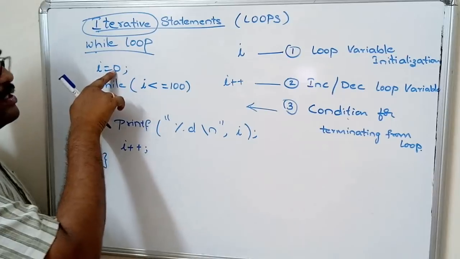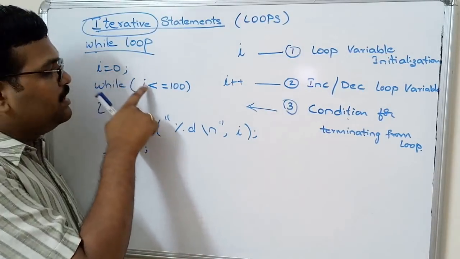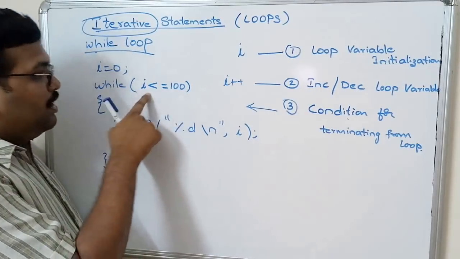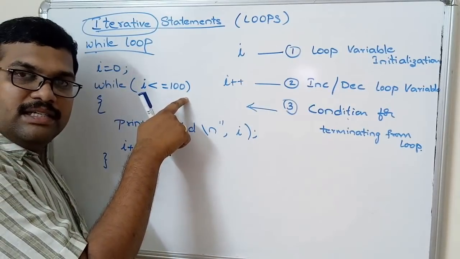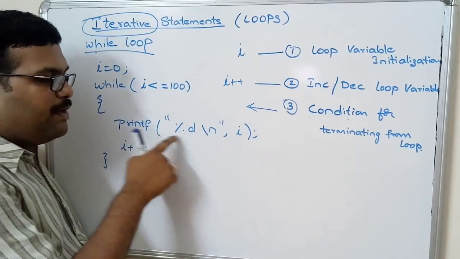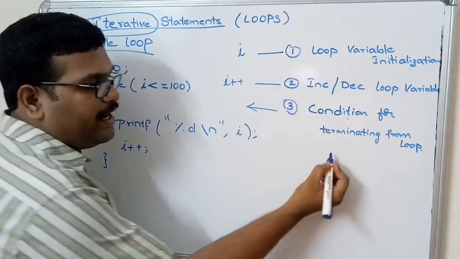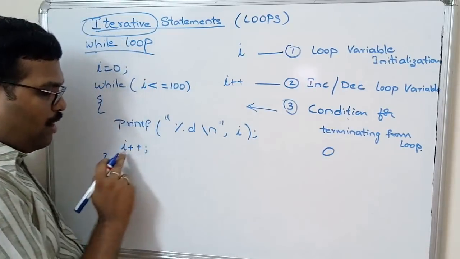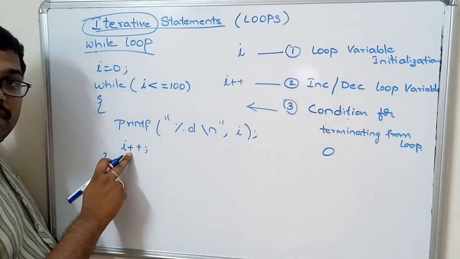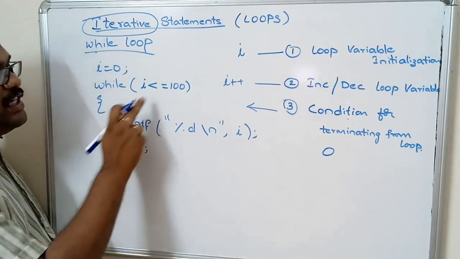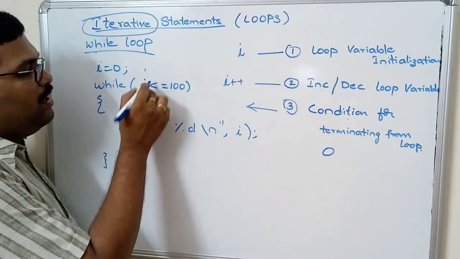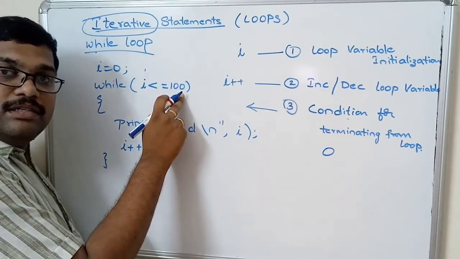Now first I is equal to 0, check the condition: 0 less than or equal to 100 is true. So the control will enter into the loop, the printf statement prints the I value as 0. Now I plus plus, so I becomes 1, and whenever the control reaches the closing brace, it will check the condition. Here the I value is now 1, so 1 less than or equal to 100, the condition is true.